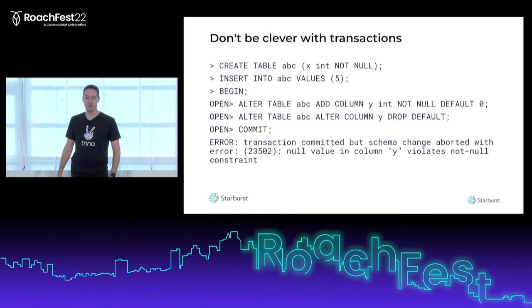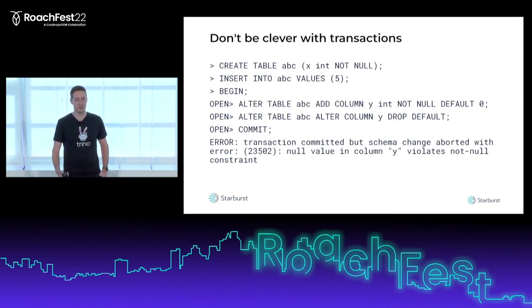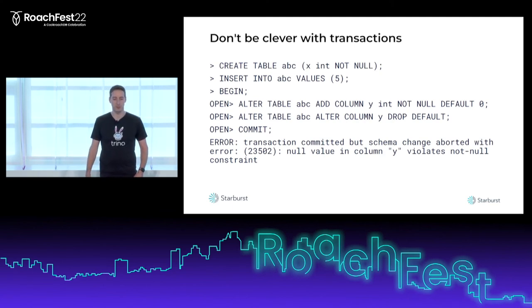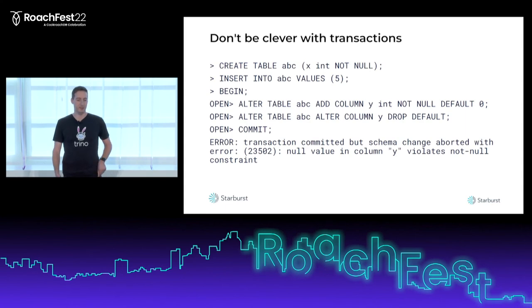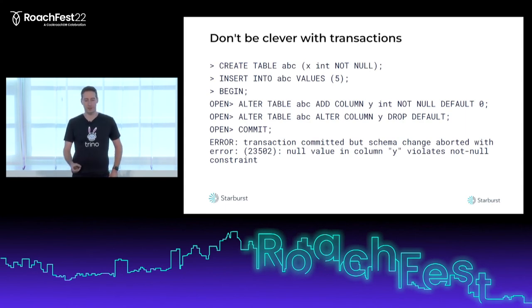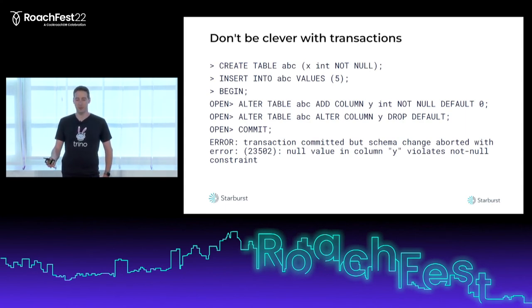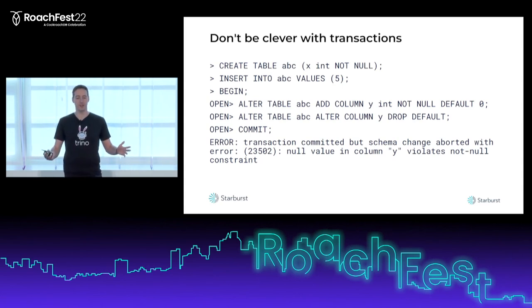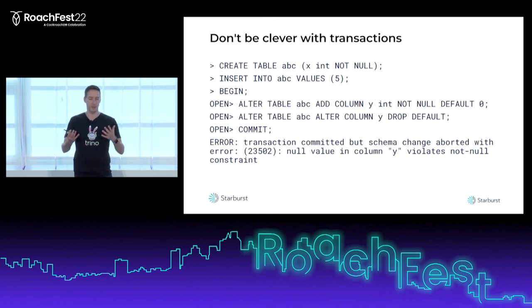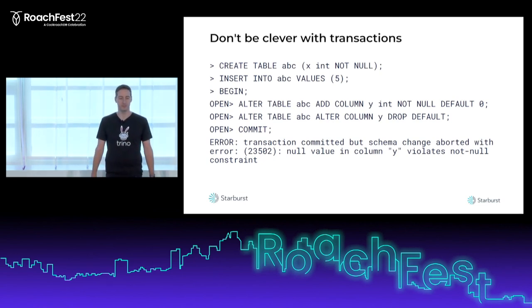Another thing we found is don't try to be too clever with transactions when you're writing migrations. So another example, we create a table, insert a value into it, and then begin a transaction. We add a new column that's not null with a default of 0. So what we want to do is add this column and then give it a default value for all of the existing rows. And then, okay, now that the existing rows have this default value, we should be able to drop the default, and now the column is a not null column, and we commit the transaction.